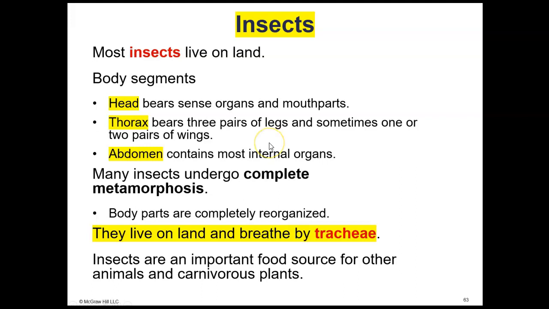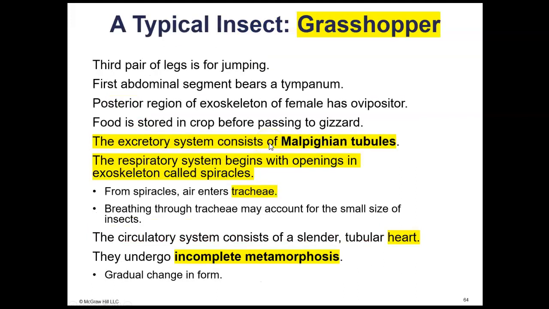So a grasshopper is an example of a typical insect. A grasshopper does undergo metamorphosis like most of the arthropods, but it's incomplete. That means that it has a gradual change in form. It doesn't undergo such a drastic change like butterflies do.